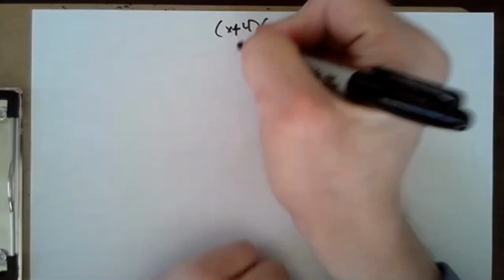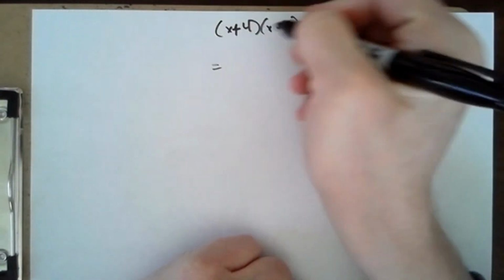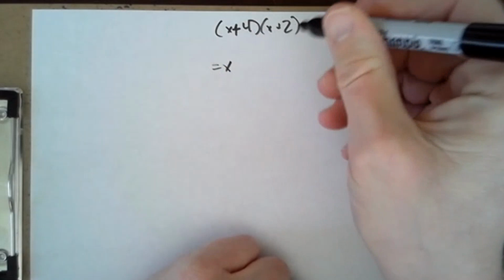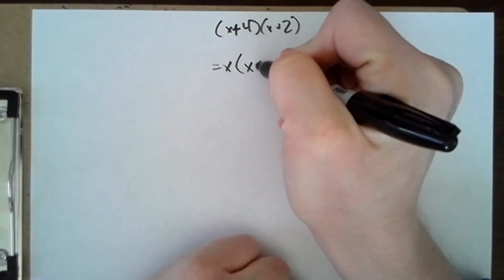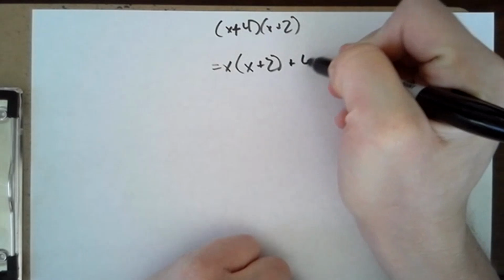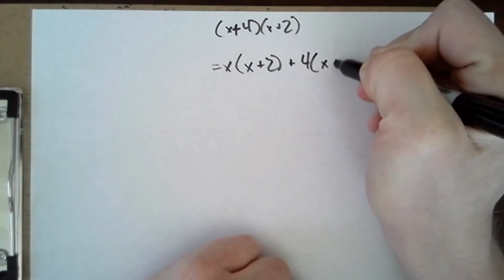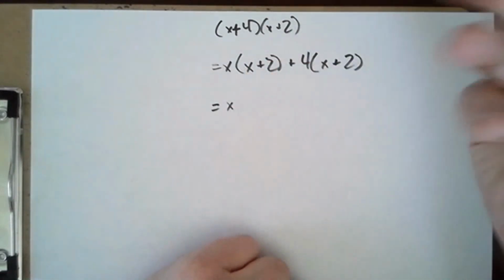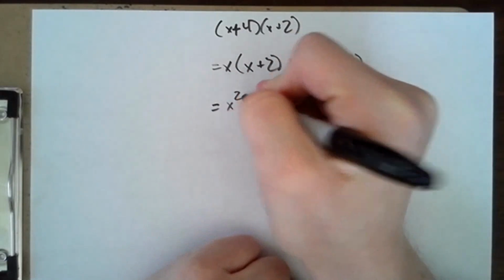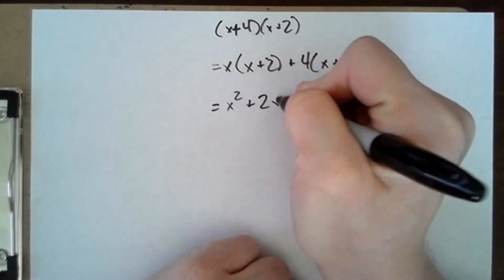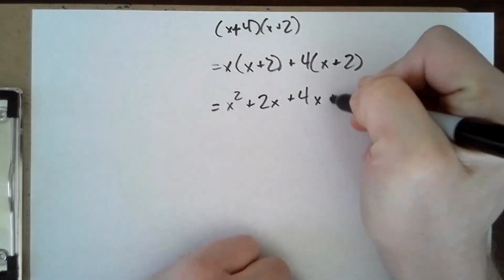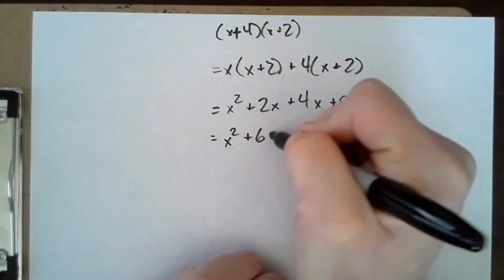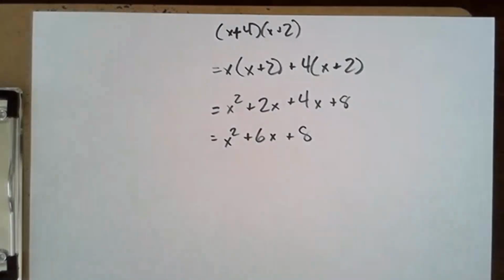To do this, we're just going to start by multiplying each term of the first factor by the second factor. That's x times x plus 2 plus 4 times x plus 2. And then we can multiply through. We're just doing distribution multiple times. So that's x squared plus 2x plus 4x plus 8, which gives us x squared plus 6x plus 8 as our product.